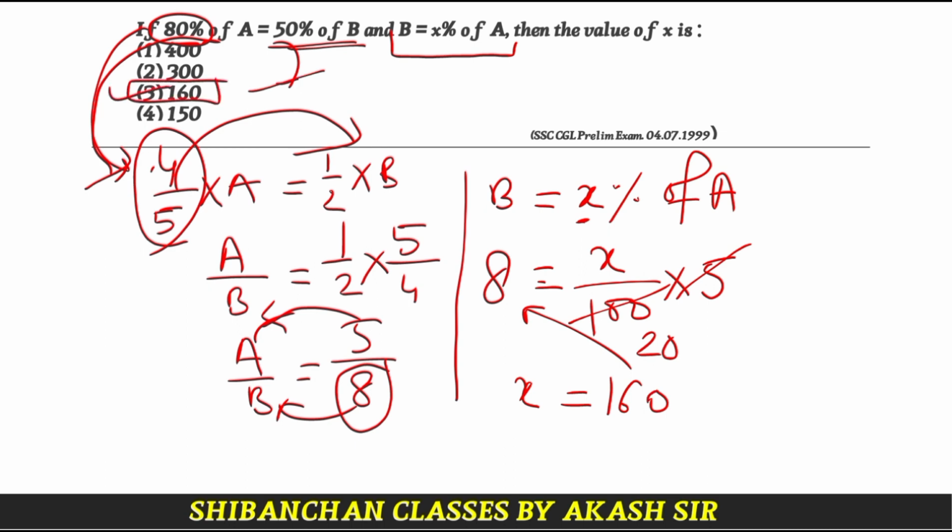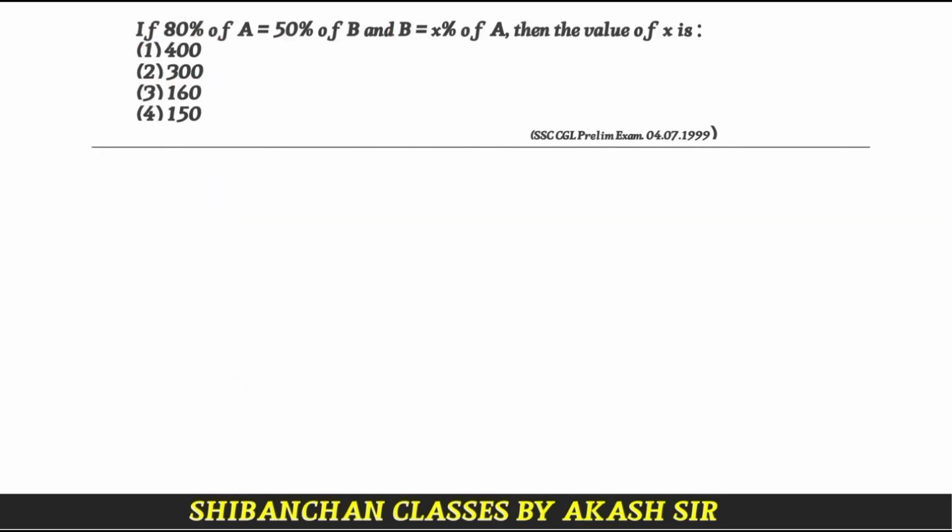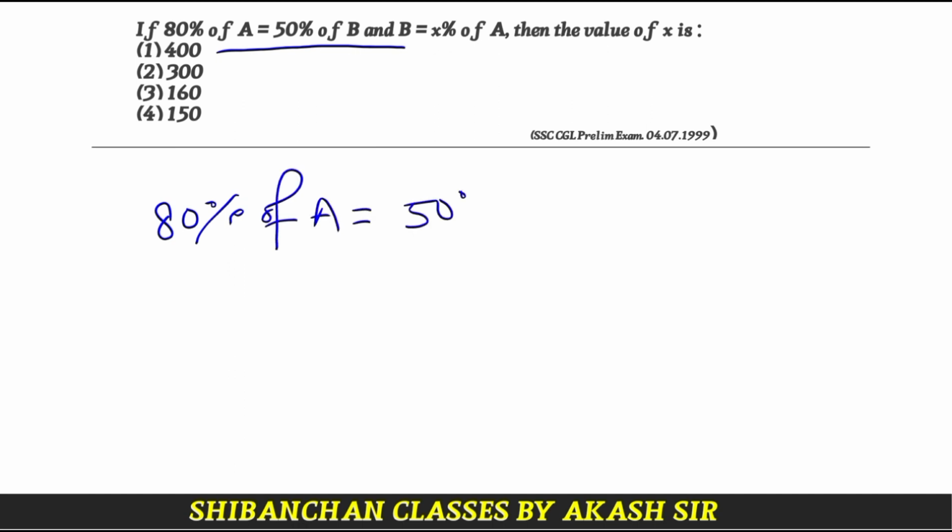Correct? Now we are going to apply our second approach. Okay, wait. Now the second approach will be like this. 80% of A equals 50% of B. We can write it here. 80% of A equals 50% of B. Now what has been asked here? What will be the value of B? Simple. Just simple, look at this.